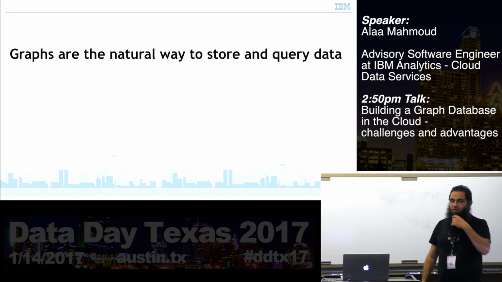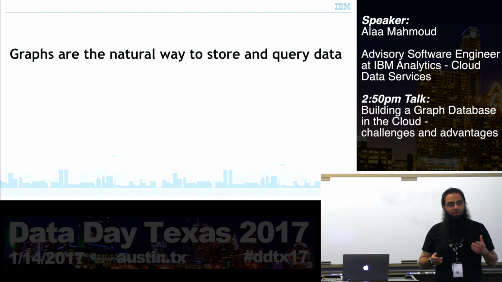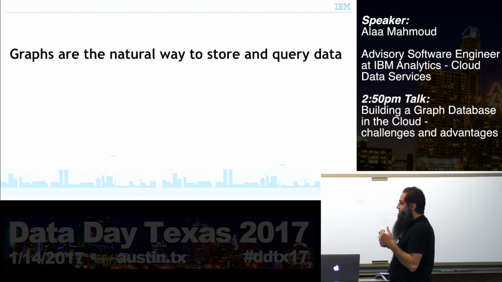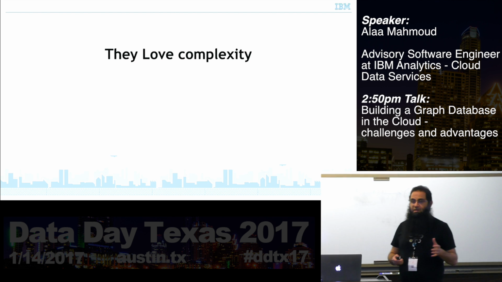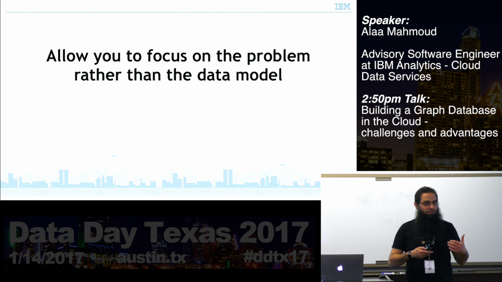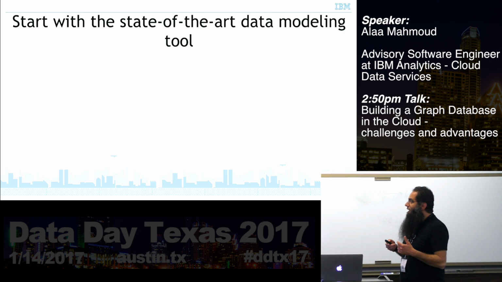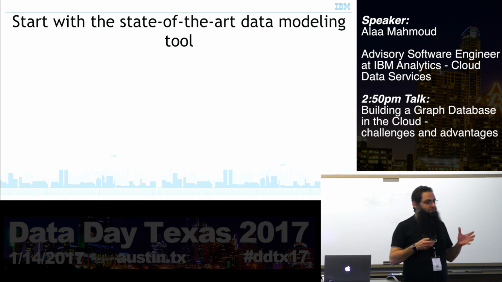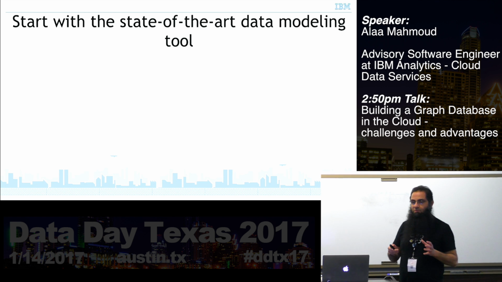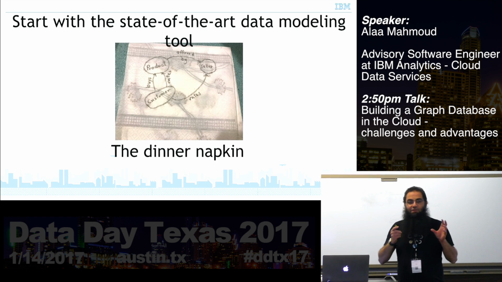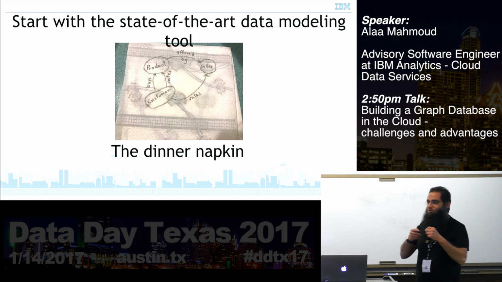So graphs are really cool. They're the natural way to store and to query data in general. They love complexity, and at the same time, they make you focus on the problem and not the data model. Whenever you're trying to model your data, you start with the state-of-the-art data modeling tool, and that is the dinner napkin, right? The dinner napkin is the traditional way of representing your data.